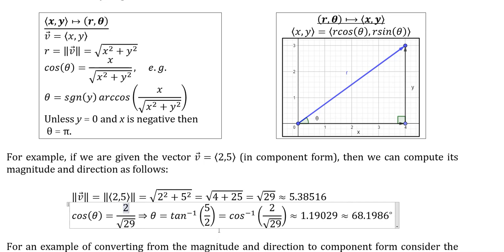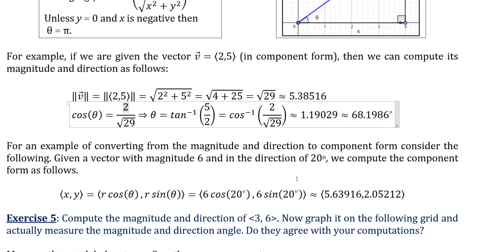Okay, now what if you go in the other direction? So this was taking component form and going to magnitude and direction. So what if we have magnitude and direction? So let's say we have a vector with magnitude 6 in the direction of, say, 20 degrees. So how do we do it?